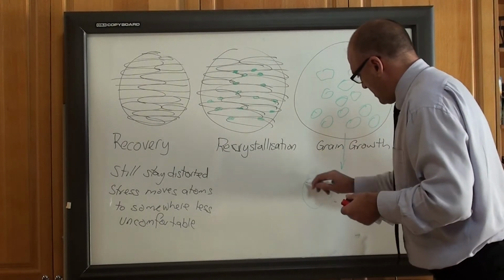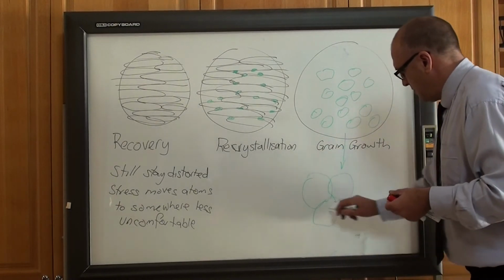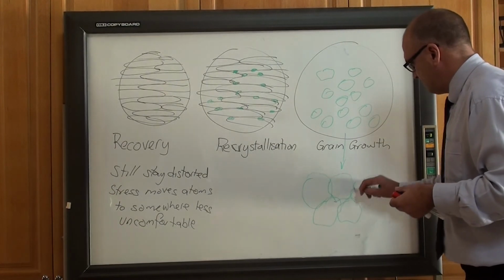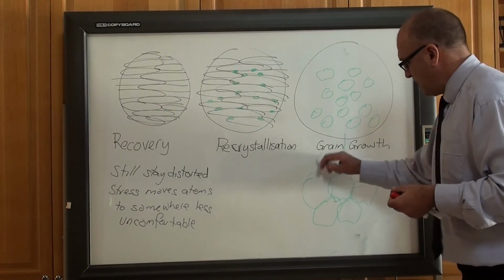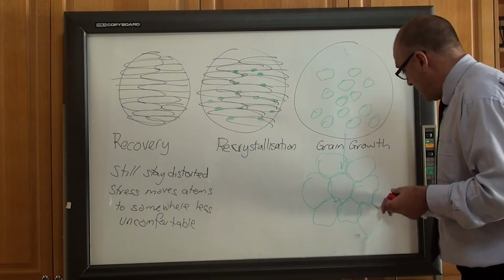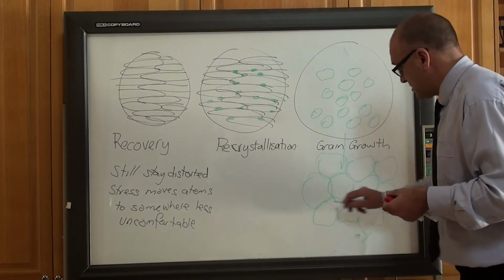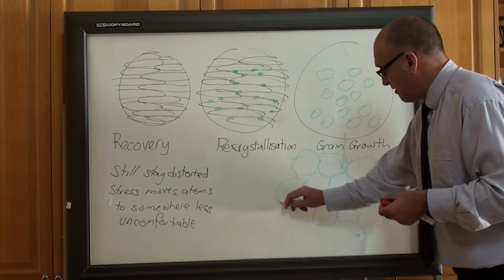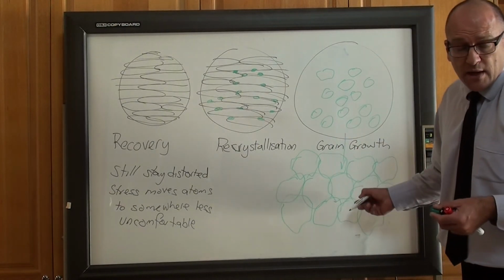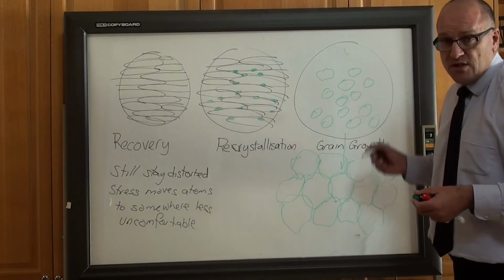then they eventually grow to form equiaxed, equal in all axes, equal sized, uniform grains. They grow equiaxed grains that are stress free.